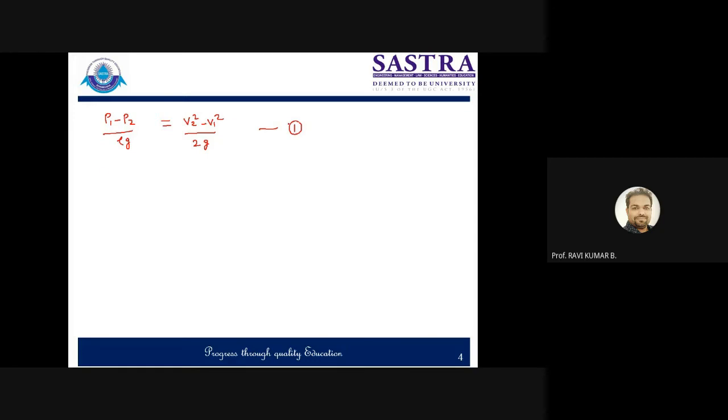Now, what is this basically? This is nothing but the pressure head. H is nothing but P1 minus P2 divided by rho g. This is known as the pressure head.